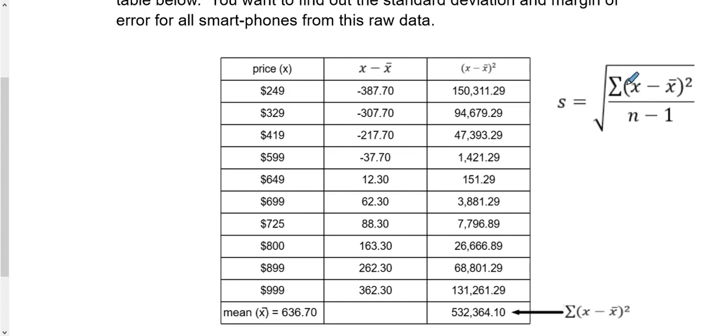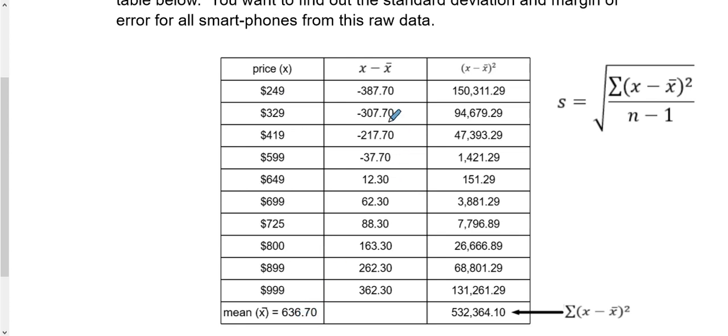Now, the first part of this says we're going to take whatever the sample value is, and subtract from it X bar, that is the mean. So we're going to take all the phones and order them. You don't really need to order them, but it makes it a little bit easier. So we have 249, 329, 419, 599. Again, there are 10 phone prices. We find the mean by adding these up and dividing by 10, which is $636.70.